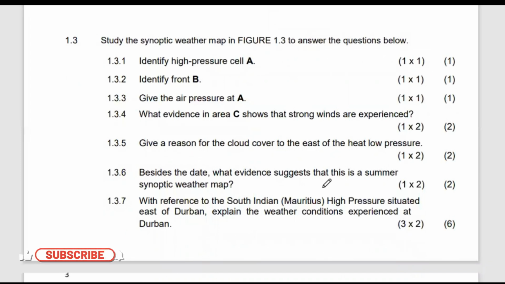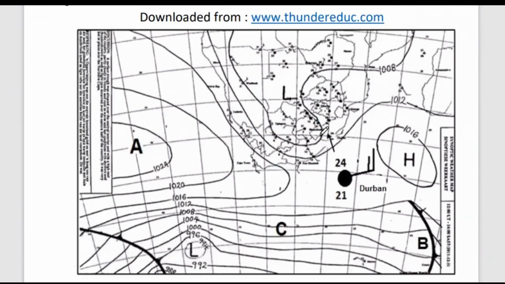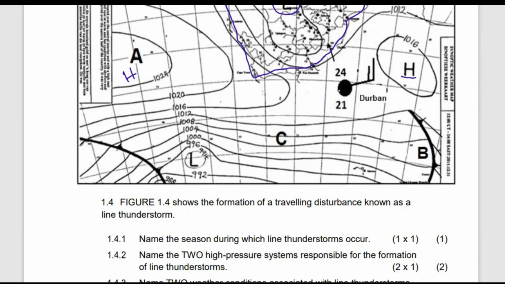Let's proceed to question 1.3, which says, study the synoptic weather map in figure 1.3 to answer the questions that follow. All right. Now let's check the figure 1.3 for more information. This is our figure 1.3. I hope you can see we have the map of Southern Africa here. These are some of the things that you need to first identify when being given a synoptic weather map. In South Africa, there's a low pressure cell over the interior. We have a high pressure cell on the other side, another one this way. There's a stationary front here. And you can see there is a cold front here, another cold front here.